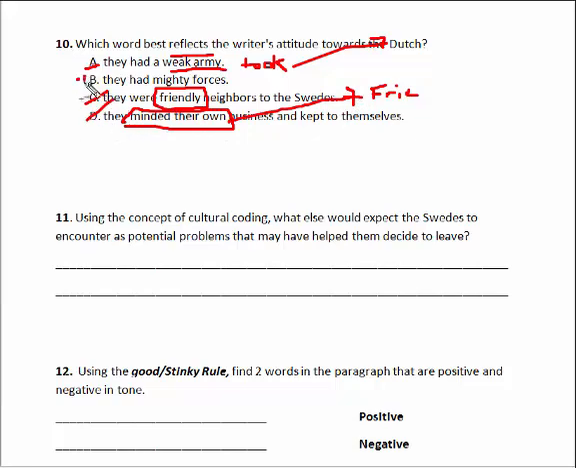Better answer choice here is answer choice B. Now, mighty forces and friction. You see how those two words kind of go together? B for problem number 10.